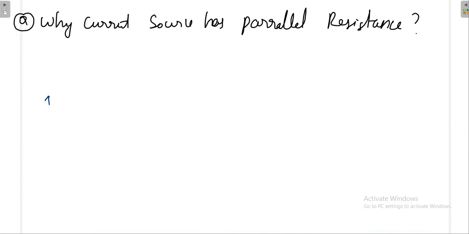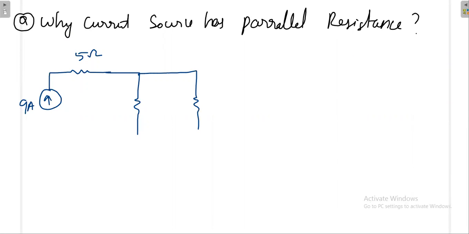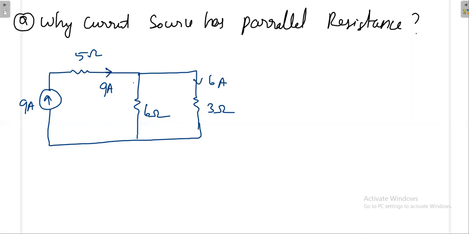Okay, now I take 9 ampere current, I put 5 ohms here. If this is 6 ohm, this is 3 ohm. When it is 9 ampere, because it is in series, there will not be any change in current. But now the branches are separated. Now there are parallel branches, and the total current is 9 ampere. Then it will be distributed in 1:2 format because this is 1:2 ratio. So now 6 ampere will come here, 3 ampere will come here.